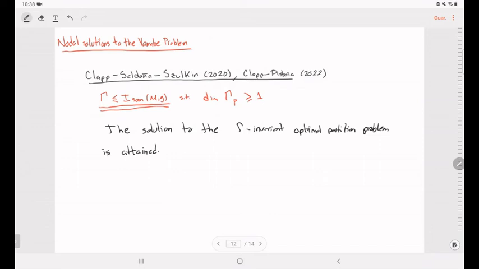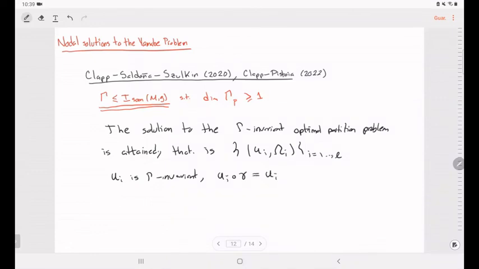And what is the gamma invariant partition problem? That is the optimal partition problem where, if we have here a solution of this problem, a partition, then each U_i is gamma invariant. That is, U_i composed with some element of this group of isometries is going to give U_i, and also each of these domains is gamma invariant. That is, if P lies in this domain, the entire orbit will lie also in this domain.